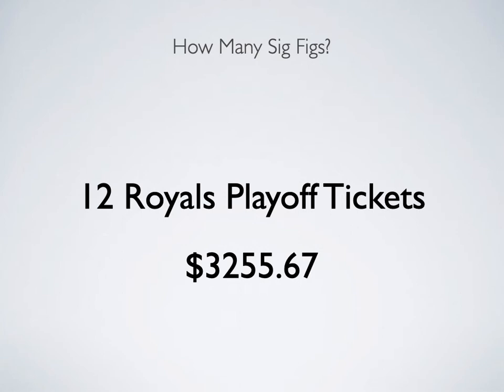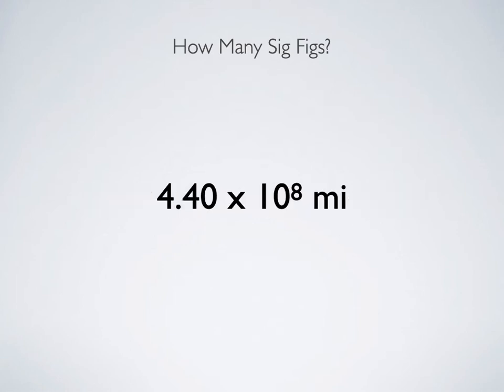If you give them approximately $3,255.67, they're not going to give you the 12 tickets, right? You need to exactly have that amount. This is an exact number of pennies. So just because there's a decimal point doesn't suddenly make this thing a measurement. Okay, we'll give you one more try.